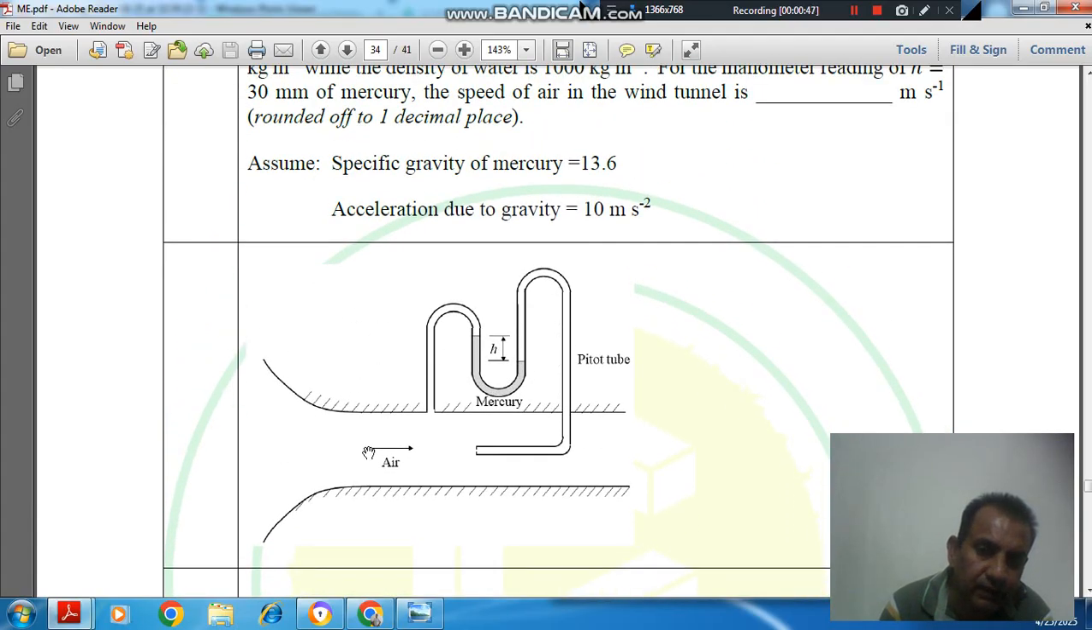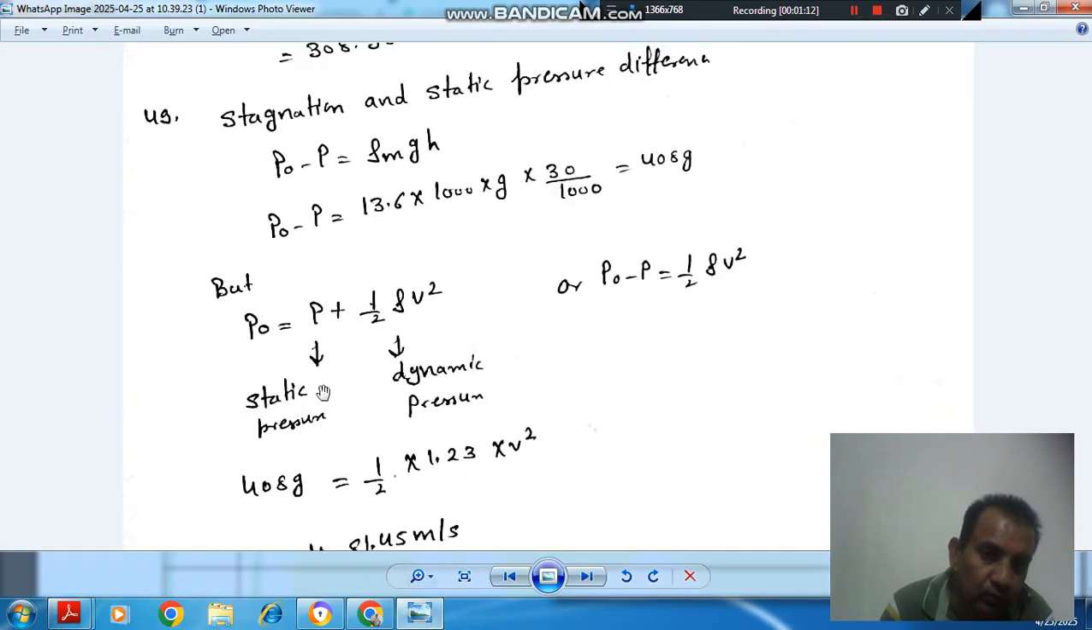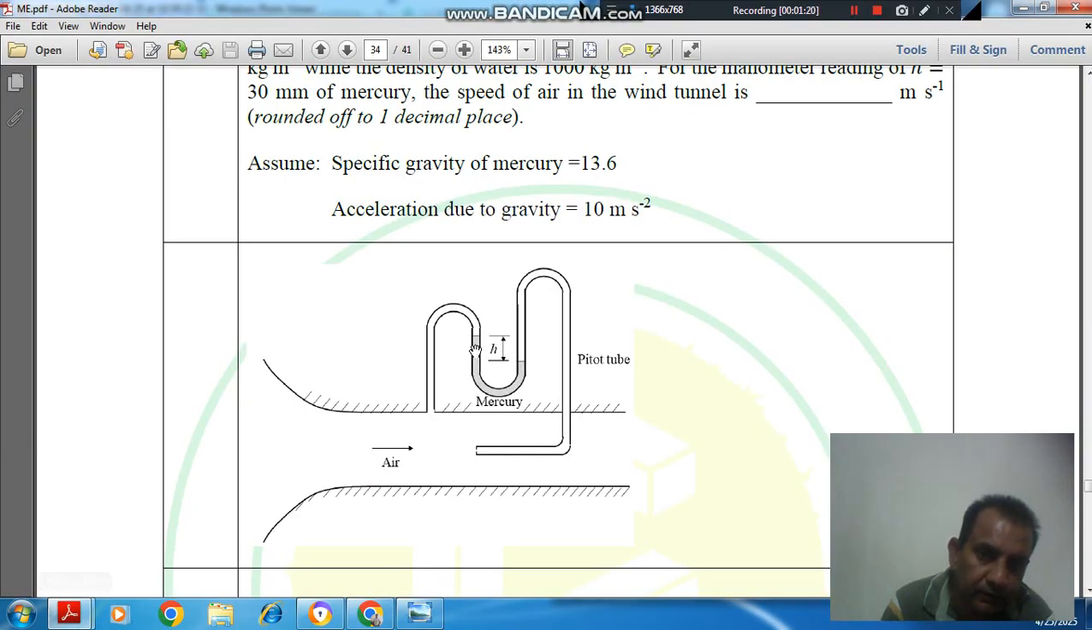So this is your wind tunnel, and here one end is connected to the surface. So this part will measure stagnation pressure, and this other end is connected to in between. So this part will measure your static pressure. So the difference will be the stagnation pressure minus static pressure, that is measured by this H. So we can say that P naught minus P is equal to rho m g h, because this is the head of mercury. This is mercury, so we'll take the density of mercury.